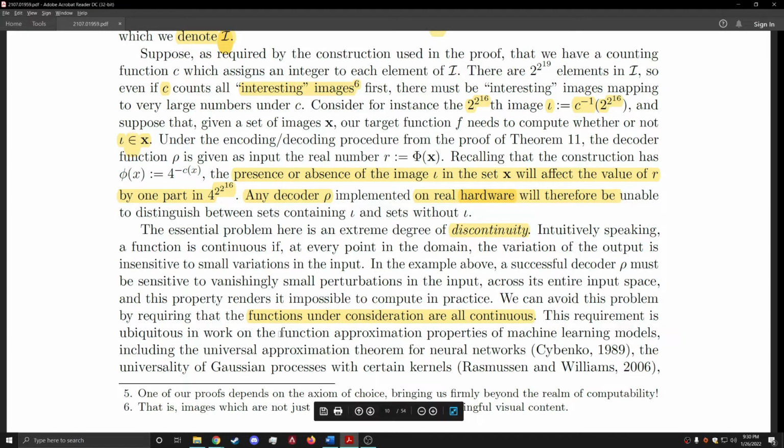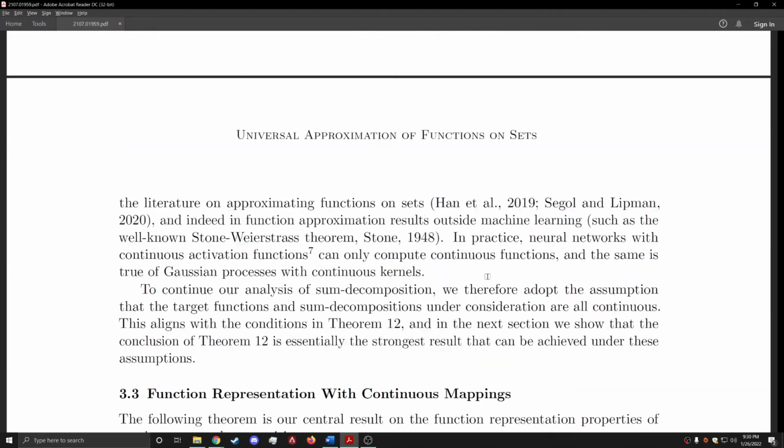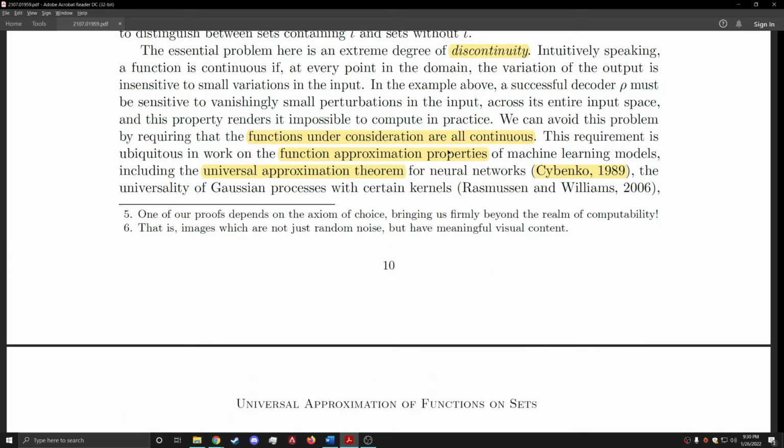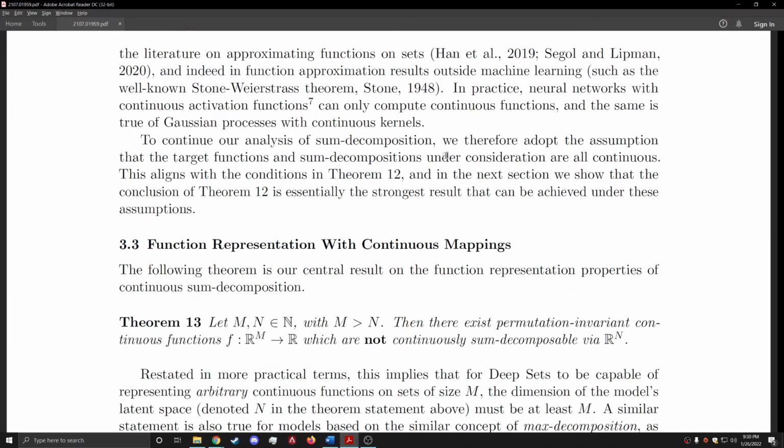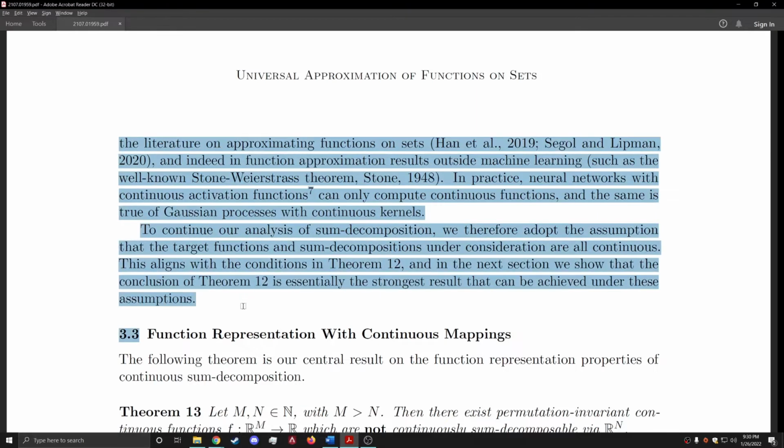This is also going to be in the function approximation properties of the Universal Approximation Theorem from Cybenko from 1989, which I believe is actually one of the first papers on universal function approximation, at least for neural networks. Maybe this technology has existed for hundreds of years. I only know what I read, I suppose. So we're only going to have continuous functions, and that's pretty much what this is also going over.